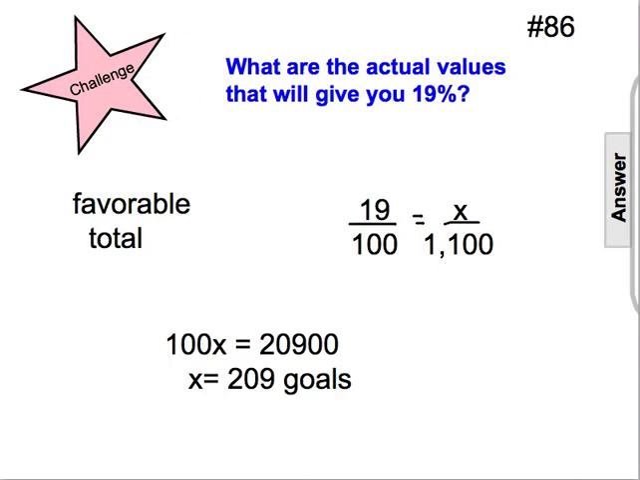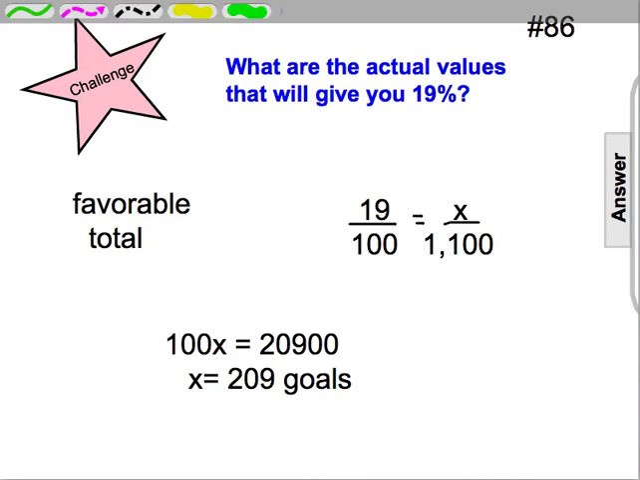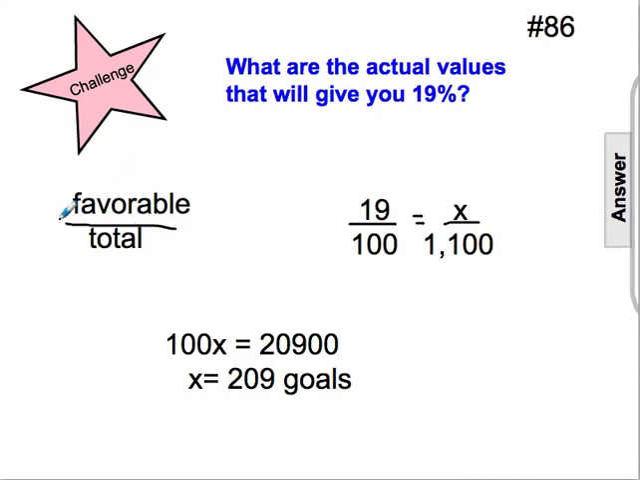So now we're going to do the problem for real using the actual numbers in the exact same way we just did. So we're still using favorable over total. And we're using 19% and 1,100 instead. So our favorable, our amount of goals is 19 out of 100, that's our percent, over, we're not sure, over our total amount of goals, 1,100. When we cross multiply, we get 100x equals 20,900, and x equals 209 goals, which is very close to our estimate.